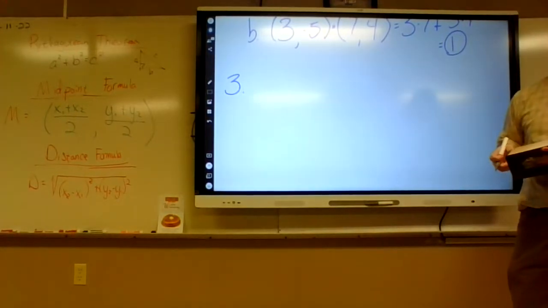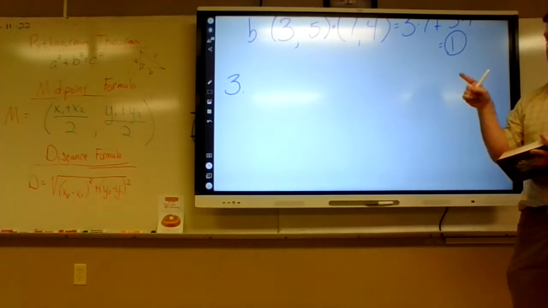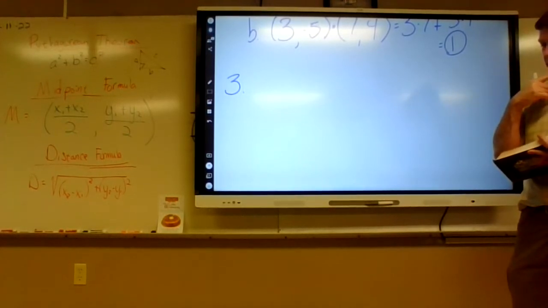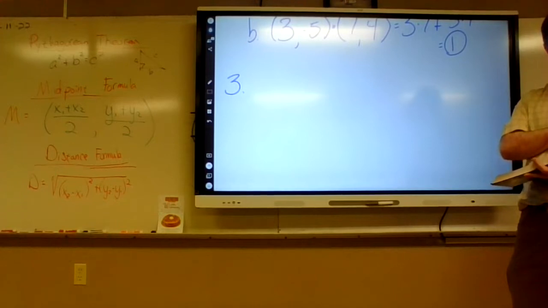Find the value of A. If they're parallel, the dot product should be, yeah, I forgot. Let me think. Leg bone's connected to the shoulder bone. 1, -1. He's doing it.